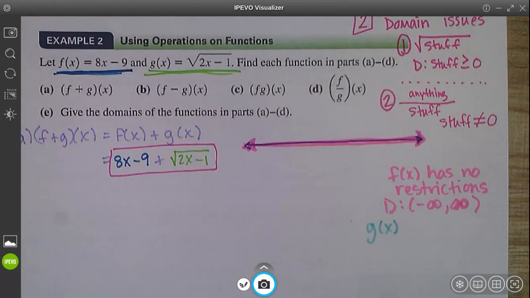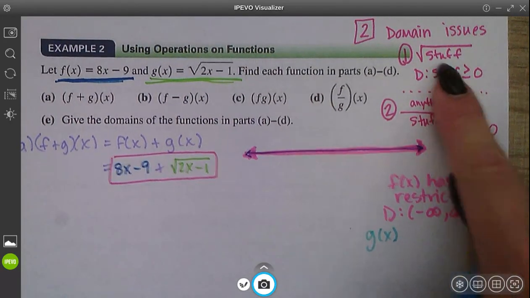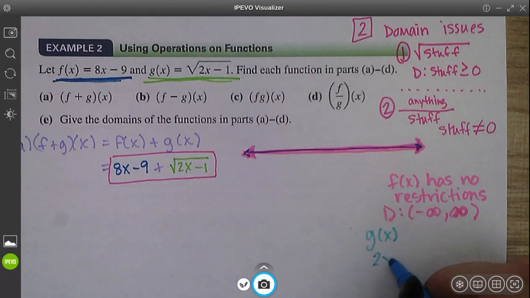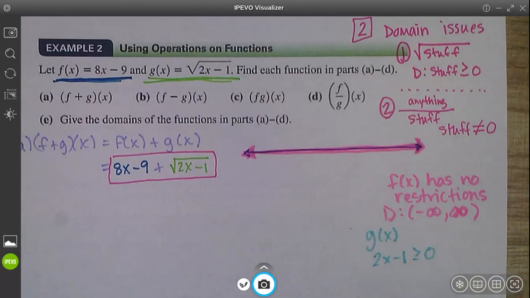G of x does have restrictions. It has a radical. So I need to take what's inside the radical, set it greater than or equal to 0, and I need to solve that. So I'll add 1 to both sides. I get 2x is greater than or equal to 1. Divide both sides by 2. I get x is greater than or equal to 1/2.